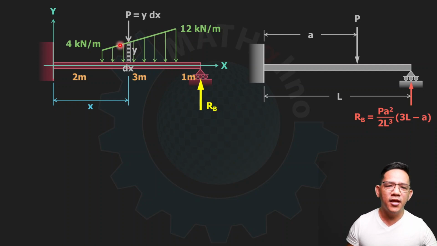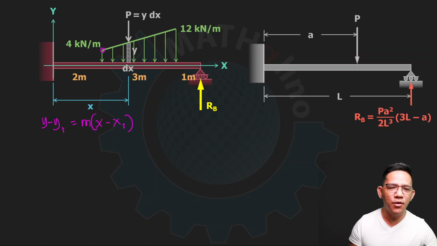Now, let us model the equation of this line in the xy plane. We can use the formula from analytic geometry, y minus y1 is equal to m times (x minus x1). Let us take this point as our point 1. The coordinates of this point are x equals 2 meters and y equals 4 kilonewton per meter. So this is y minus y1 is equal to m, the slope of this line, which is (y2 minus y1) over (x2 minus x1). This point 2 actually has coordinates 5, 12. And this one, let me write that one, is 2, 4.